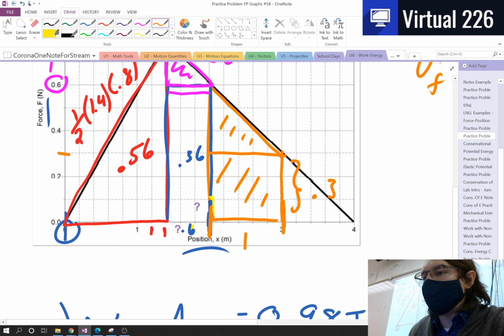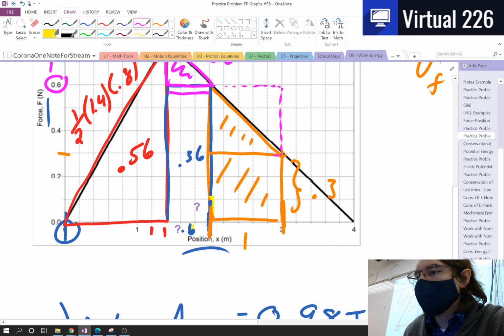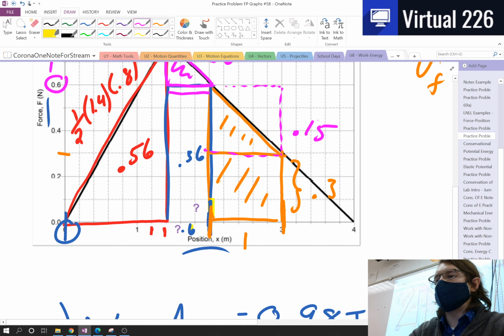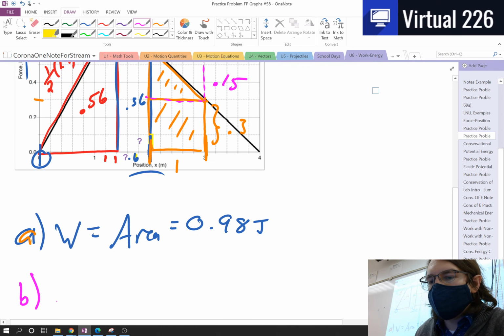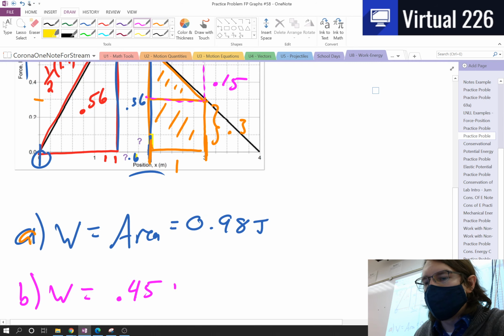If I take a look at my box, or rather my triangle up above, I can do this in 2 ways. I can do the 1/2 base times height. There's nothing wrong there. My base would be 1 again. My height would be 0.3, and I take half of that. I can also recognize that if I completed this, I get the same box as down below, but then I cut it in half, which means my area up top is 0.15, or 0.3 divided by 2. Which means my work for part B is 0.3 plus 0.15, or 0.45 joules.